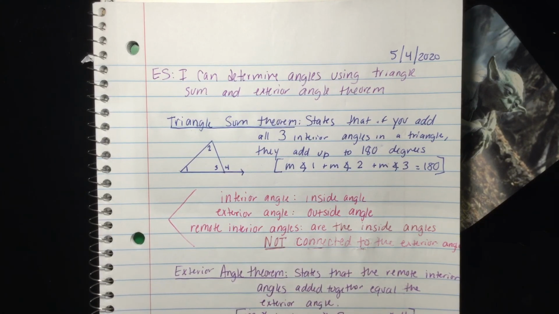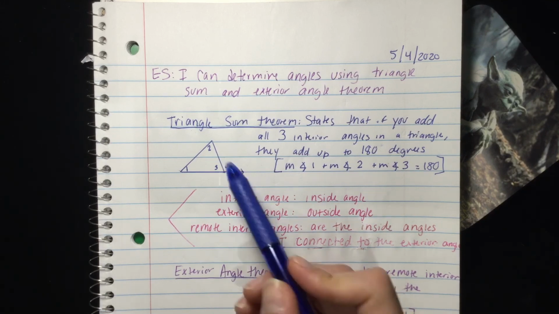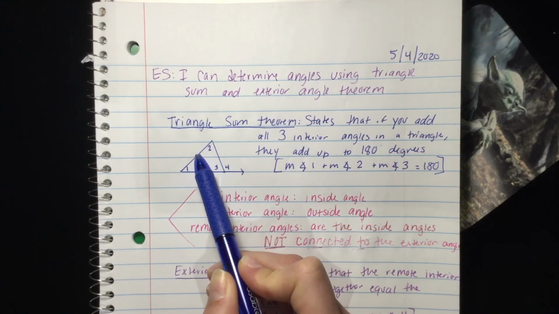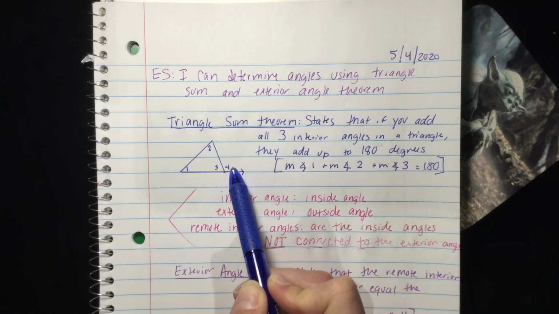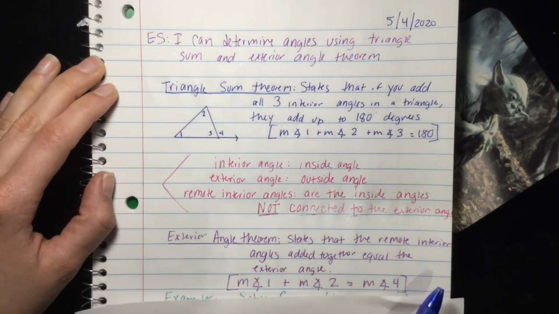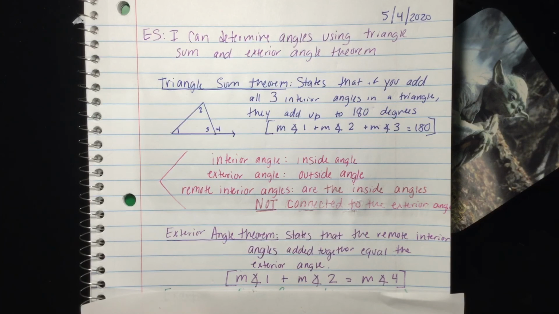Okay, so the exterior angle theorem states that the remote interior angles, so angles 1 and 2, when added together, equal the exterior angle. So if you look back up at the diagram, angle 1 and 2, when you add those two together, it's going to equal angle 4. So algebraically, the measure of angle 1 plus the measure of angle 2 equals the measure of angle 4.